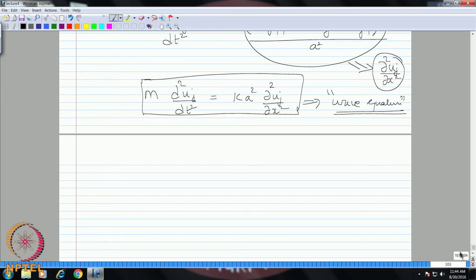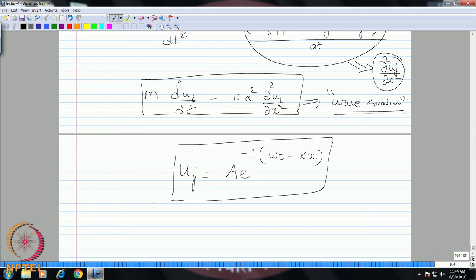So, now what it means, you have a wave which is propagating, but in which direction is it propagating? Effectively towards the right. So, the solution to this will be a right running wave, which will be e power minus i (omega t minus k x). So, this is your solution to this equation, right.